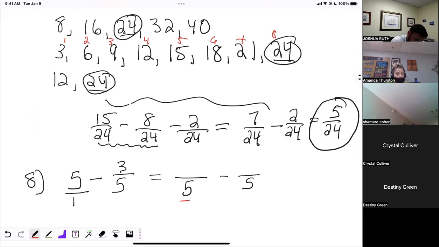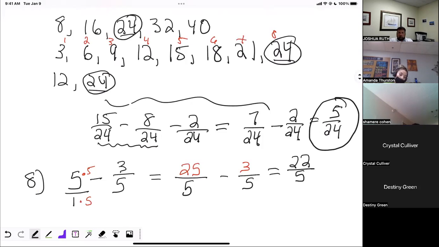So this is what I need. I have 1. That means I have to multiply this by 5 and multiply this by 5, which means my new numerator is 25. Now, this is what I need, 5, but I already have 5. So I don't have to do anything except put 3 down. And now, since they are the same denominator, I can subtract them. All right, 25 minus 3 is 22 over 5.